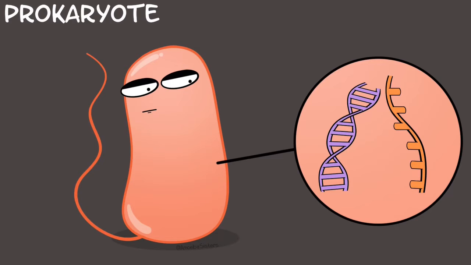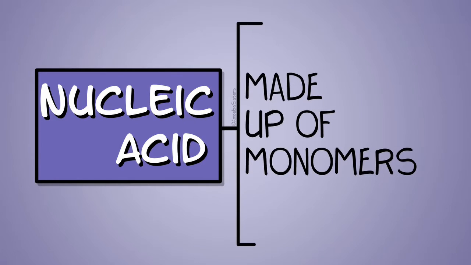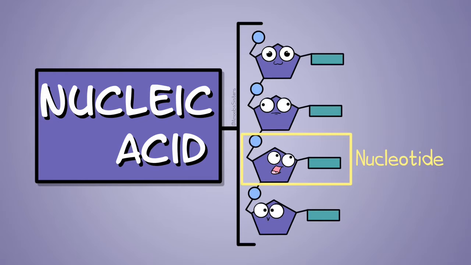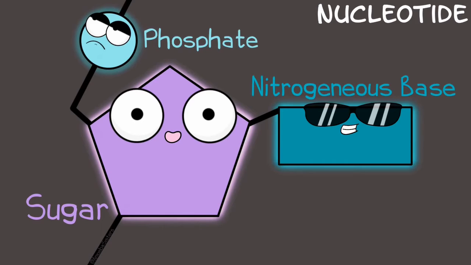Prokaryotic cells don't have a nucleus. Both DNA and RNA are nucleic acids, which are a type of biomolecule. Nucleic acids have a monomer, which, if you remember from our biomolecules video, is a building block. The monomer for nucleic acids is a nucleotide, so both DNA and RNA have nucleotides. The nucleotides of both RNA and DNA have 3 parts: a phosphate, sugar, and a base.